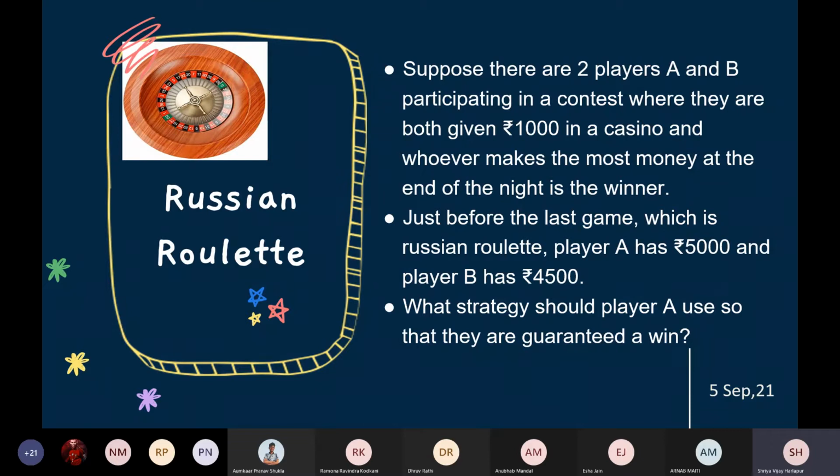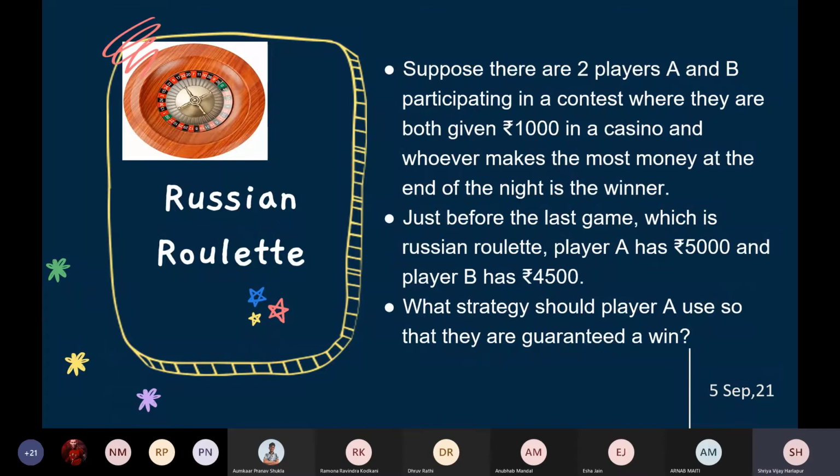Similarly, if I say this is going to land on a multiple of 3, then if I bet 200 rupees and it does land on a multiple of 3, then I get 600 rupees back, right? Because the probability that it lands on a multiple of 3 is 1 by 3, right? And so this is how Russian roulette is played.